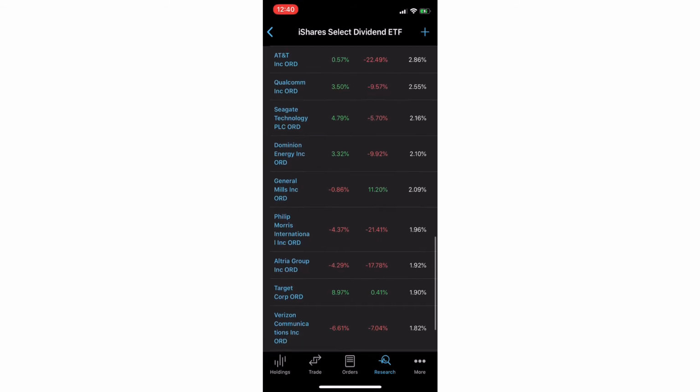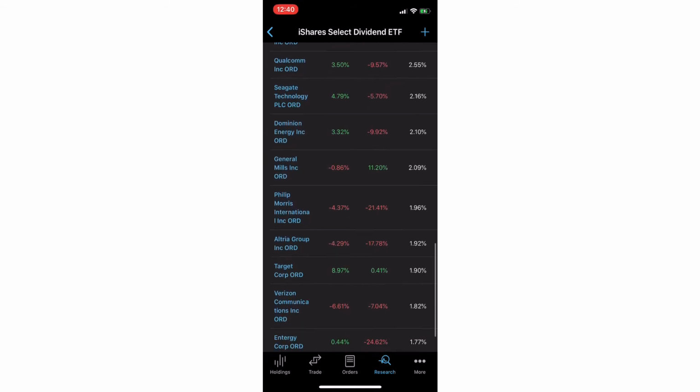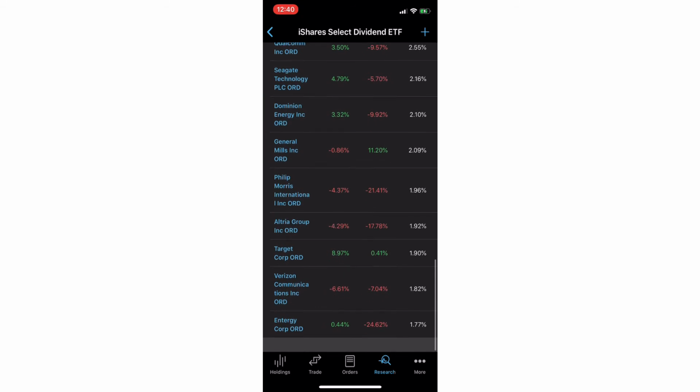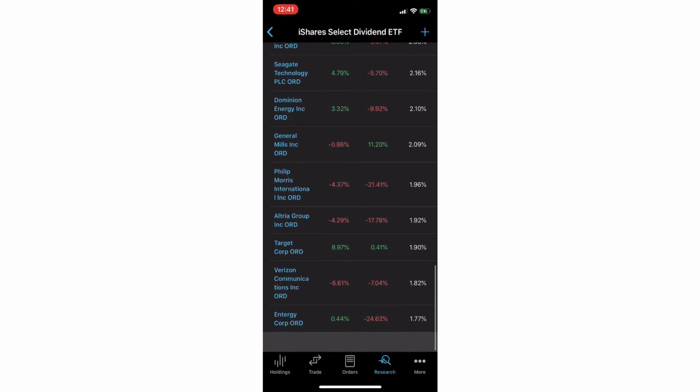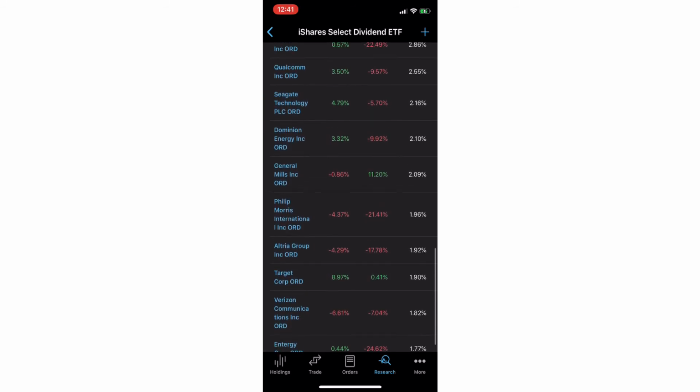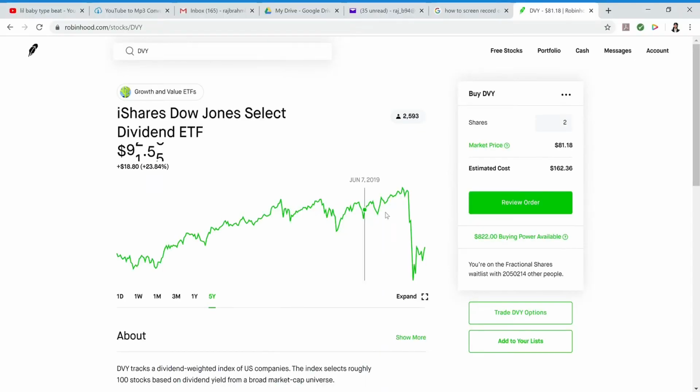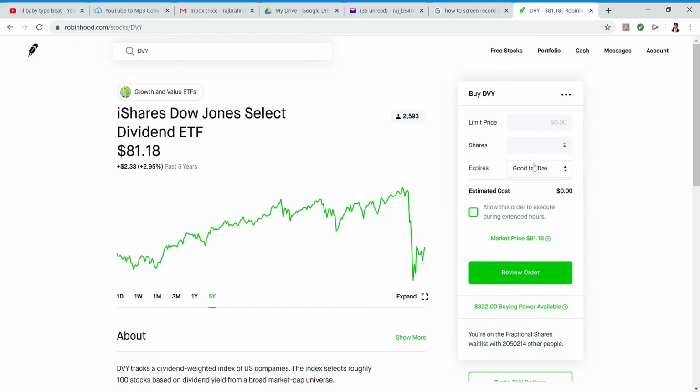Again, these are the stocks that are inside the Dow Jones. You can pause it right here if you want to take a closer look and see what it is. I don't want to go over it. Maybe I will later if you guys really want me to, but this is what's in it. And you can see this price right now at the time of purchase was 81.18 if you get the market price, but I don't want to pay that much. I want to pay less.